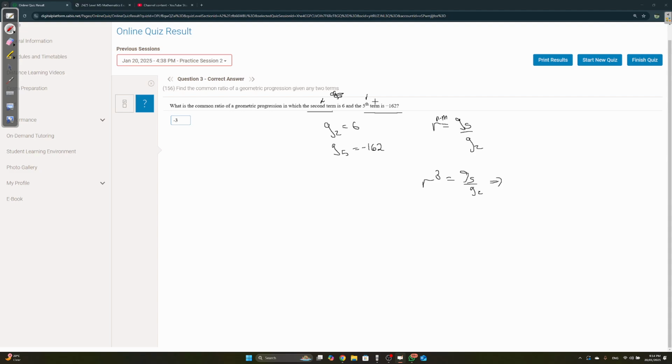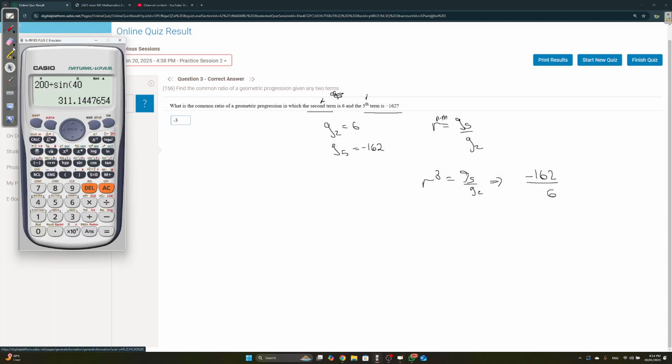But anyway, g5 is negative 162. G2 is 6. If you do it on your calculator, negative 162 divided by 6, you get negative 27. So r cubed is equal to negative 27, and the cube root of negative 27 is obviously negative 3.